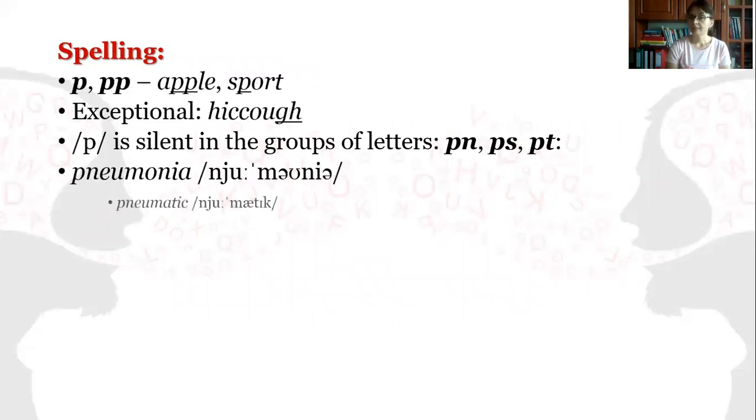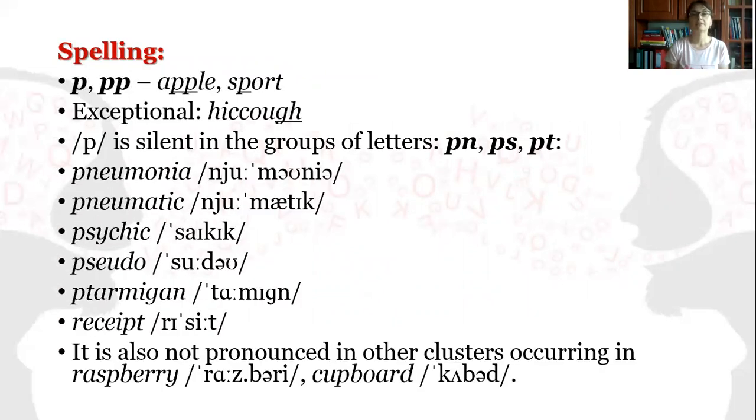Now, what about the spelling? Okay, it is spelled via p or double p, as in apple, sport. And there is an exception, hiccup. Okay, p is silent in the groups of letters PN, PS, PT. For example, pneumonia, pneumatic, psychic, pseudo, ptarmigan, receipt. It is also not pronounced in other clusters, occurring in raspberry, cupboard.